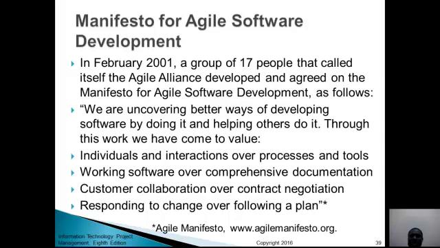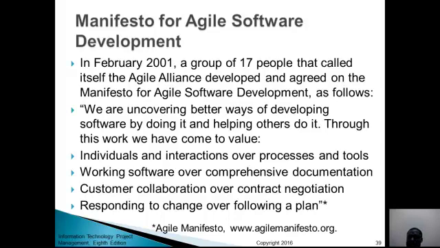In February, a group of 17 people called the Agile Alliance developed and agreed on the manifesto for Agile development. And this is what it said: We are uncovering better ways of developing software by doing it and helping others to do it. Through this work, we have come to value individuals and interactions over processes and tools. That means they value individuals and interaction as compared to processes and tools used.